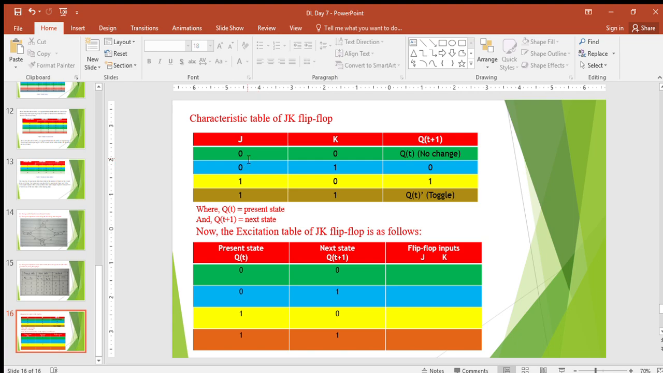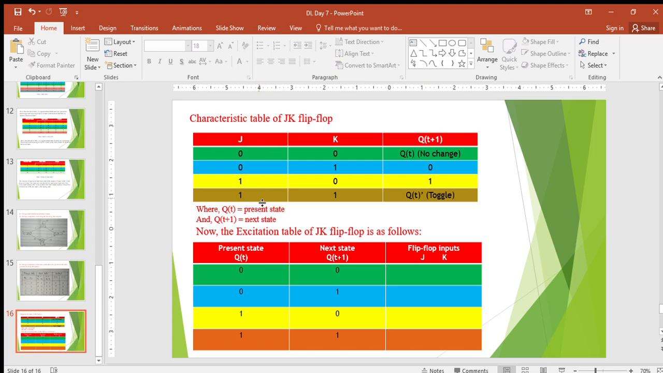Now let me remind you once again, the J input works as the set input and the K input works as the reset input. We are well aware of it. When the J input is 0 and K input is 1, then Qt plus 1 will be 0, which is the reset condition. And when the J input is 1 and K input is 0, Qt plus 1, or let's say the next state, provides the value of 1, that is the set condition.